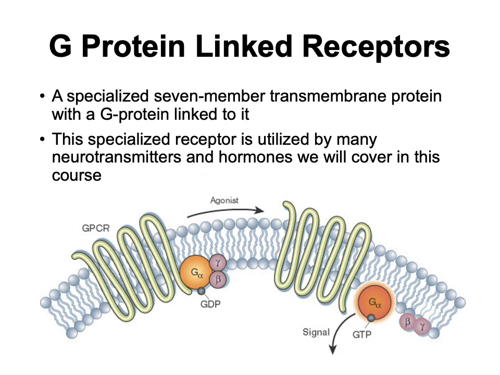G-protein linked receptors are a specialized 7-membrane transmembrane protein that has a G protein linked to it. This specialized receptor is utilized by many neurotransmitters and hormones that we will cover in this course.